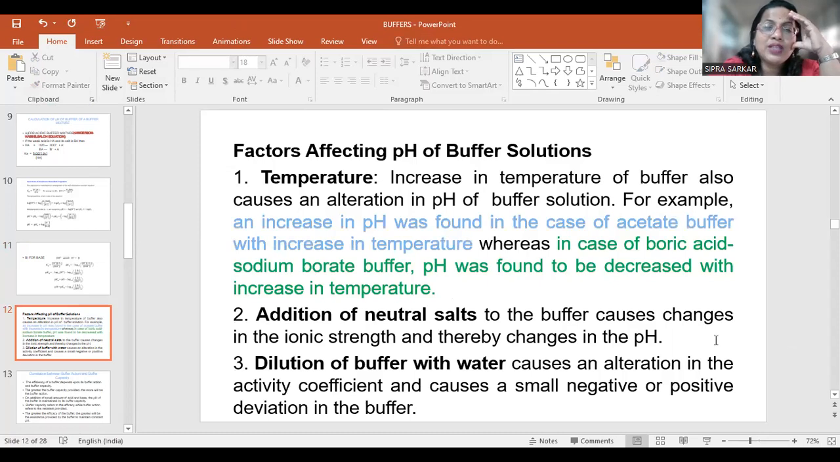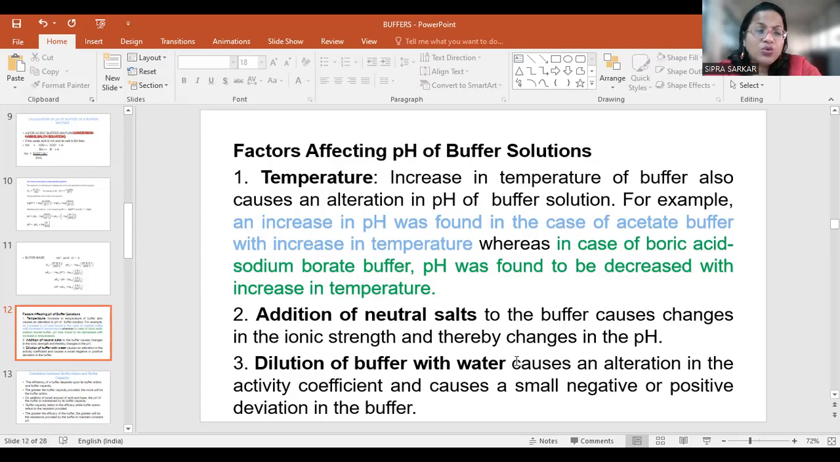Now there are some factors affecting the pH of the buffer solution, like temperature. If the temperature is increased, the pH of the buffer also increases. For example, an increase in pH was found in the case of an acidic buffer, whereas in the case of a boric acid sodium borate buffer, pH was found to decrease with temperature. So it depends on the buffer. Addition of a neutral salt to the buffer causes changes in the ionic strength and thereby changes in the pH.